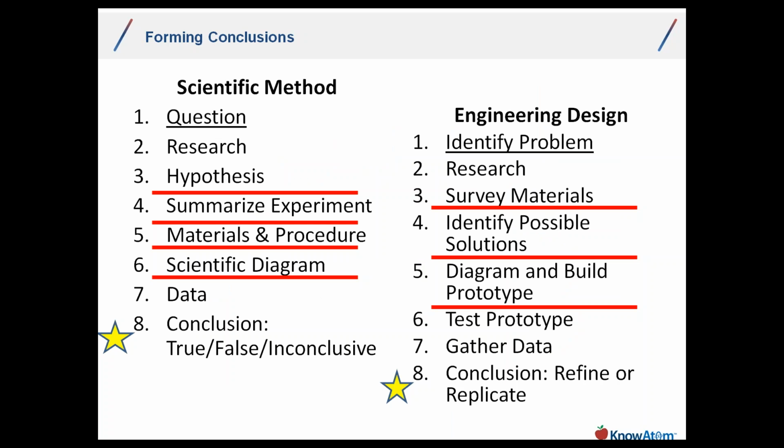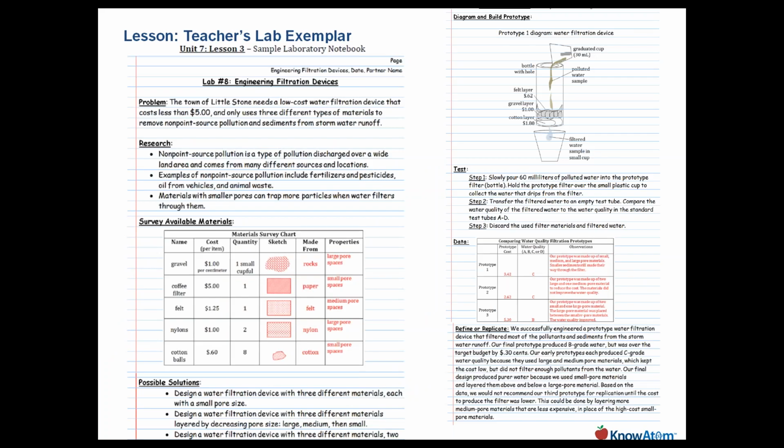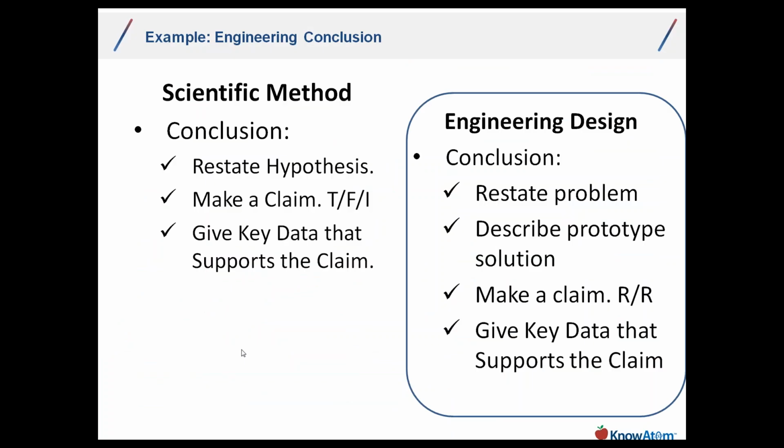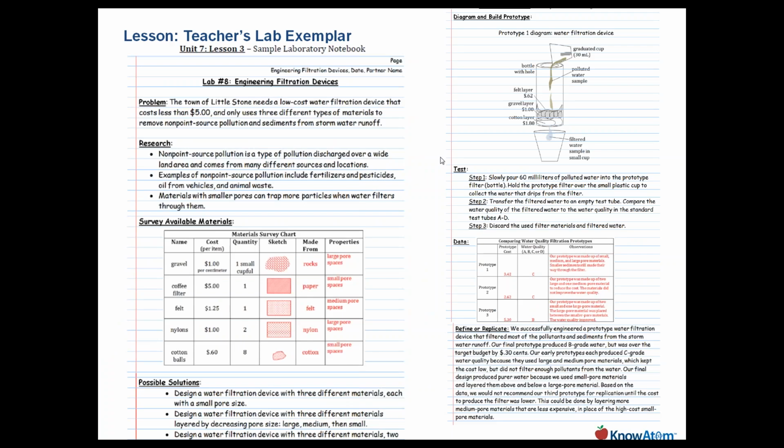Those materials go away once they get into building this conclusion, or coming to a conclusion. So a student's lab at that phase, this particular lab is complete because you see that it has refine or replicate. This is the conclusion portion, and this is an engineering lab. Okay, there's no materials with students at that point.